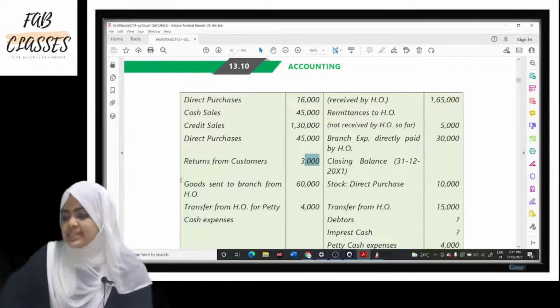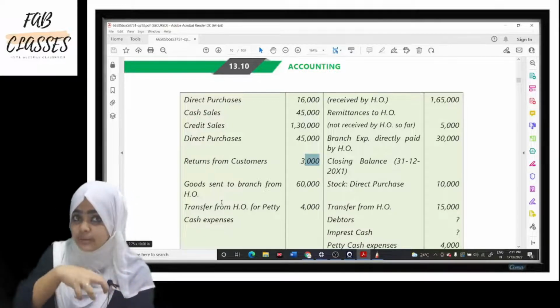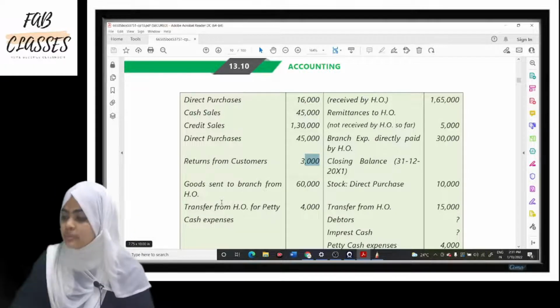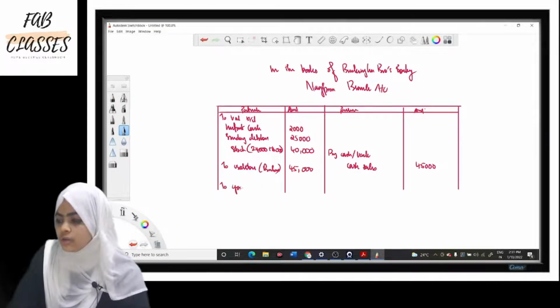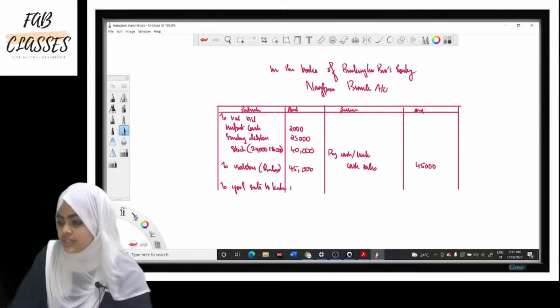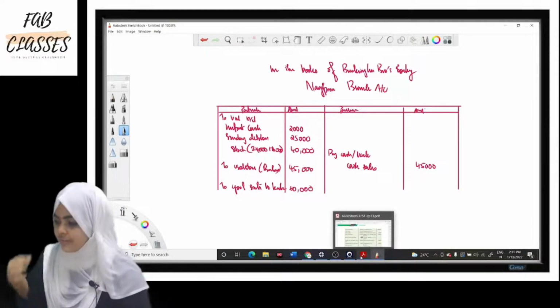Okay. Next, goods sent to branch from head office. That means goods have been sent by the head office to the branch. That is there in the branch account. So what we are going to do? We are going to record it to goods sent to branch. How much is the value? 60,000 rupees. Okay, so no doubts, we have recorded.